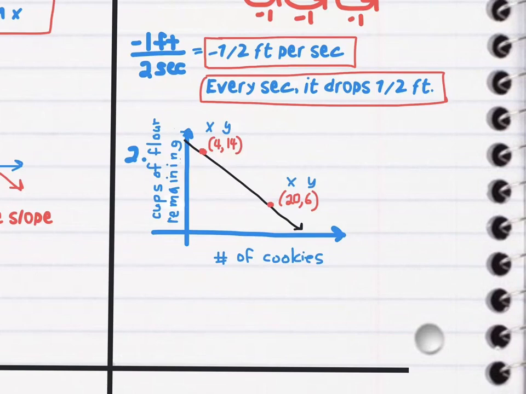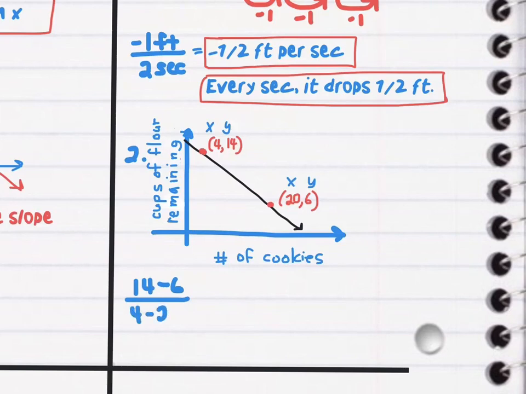So the y here, we're going to have 14 minus 6. Okay, and that's how we find the change, as we subtract them. And then for the x values, since we started with this 14, we have to then start with the 4 that goes with the 14. We can't start with the 20. So we're going to have to subtract 4 minus 20. So we're going to put that in the denominator.